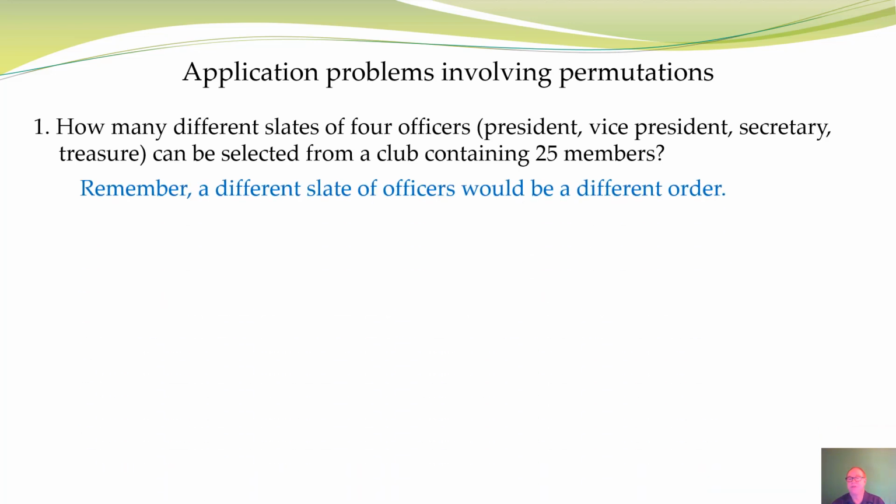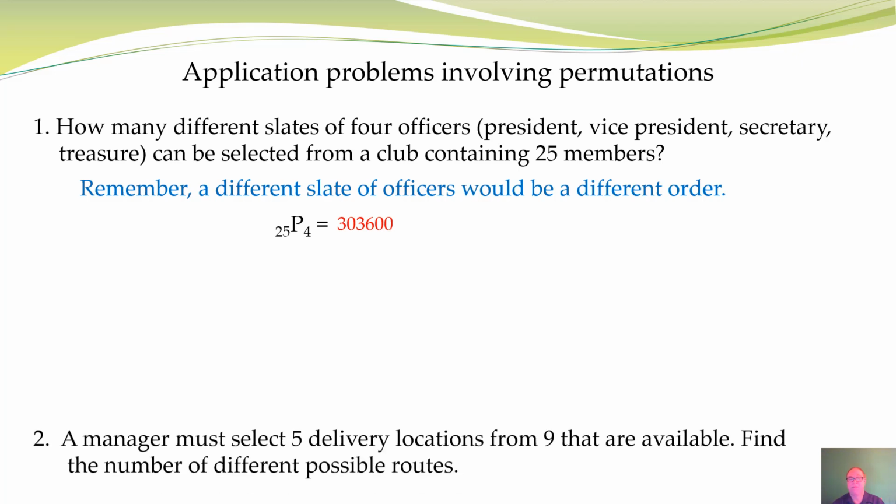So remember, a different slate of officers would be a different order. So we're going to do 25 permute 4. And that turns out to be 303,600. So there'd be 303,600 different slates of officers possible from this club of 25 members. That's a lot of slates of officers.